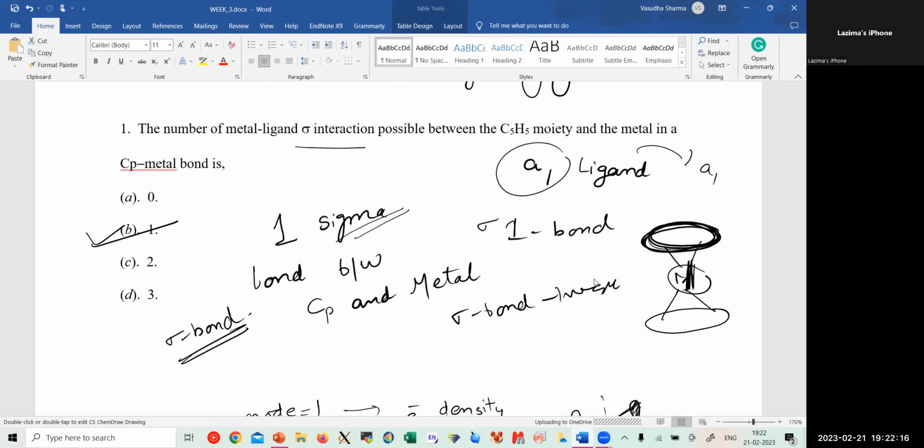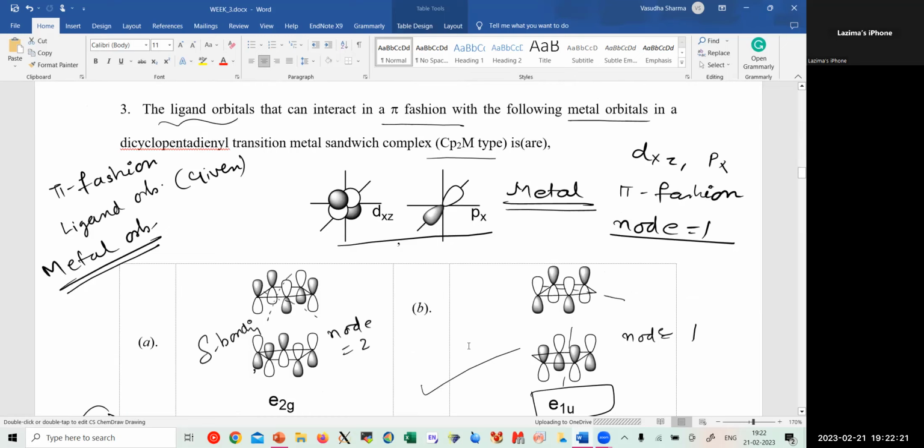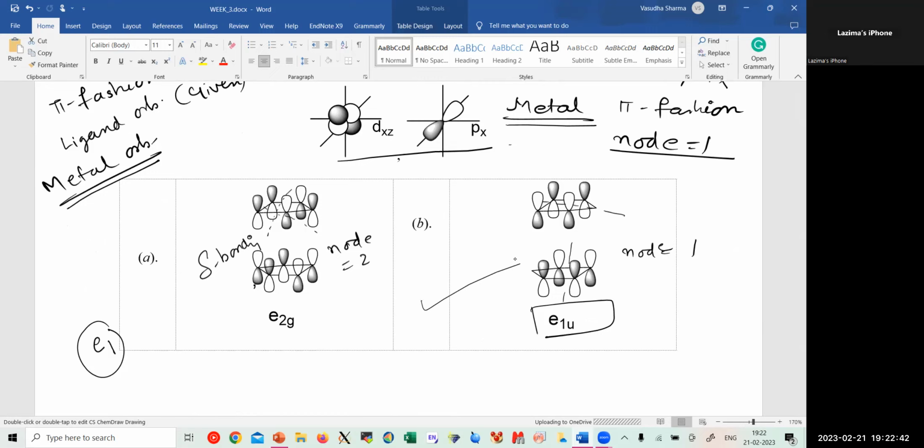Now moving ahead, the next question was again based on the pi fashion. Earlier it was asked that we need to find out the metal orbitals. Here we need to find out the ligand orbitals. In the pi fashion, they have already given dxz, px as the metal orbitals which are going to make a pi bonding. What are the ligand orbitals? In ligand orbitals, we need to see the number of nodes. For example, here, positive is here, negative and negative, and positive here. So there is one node over here, because the positives are in the opposite direction, so they will cancel out each other's effect.